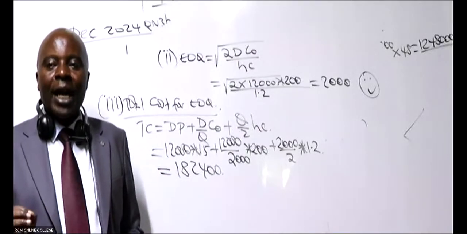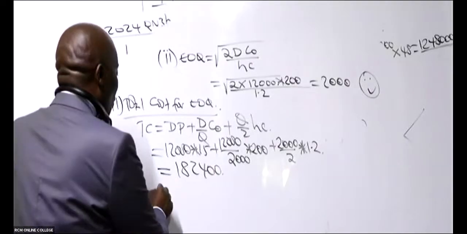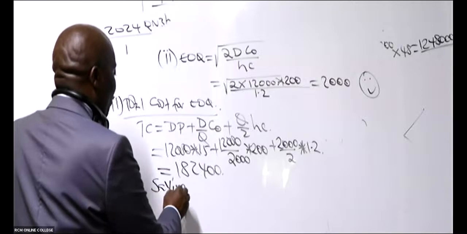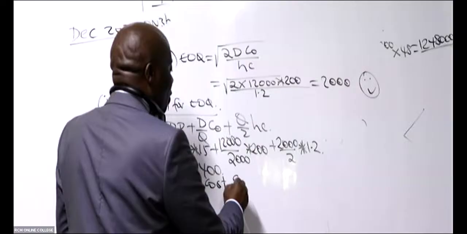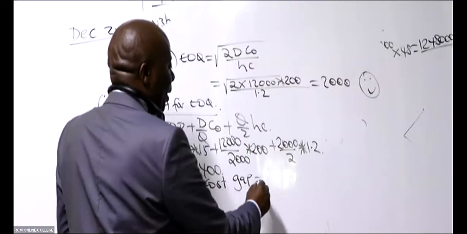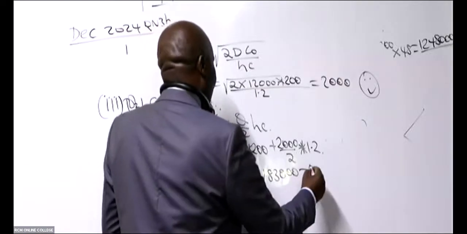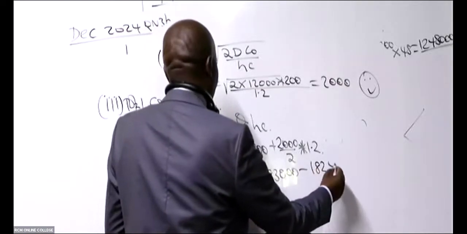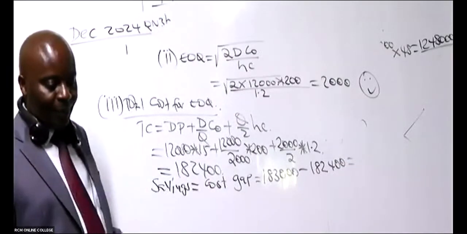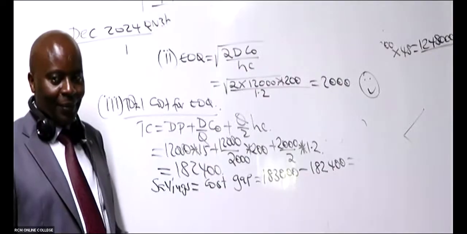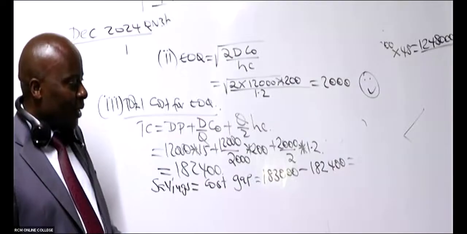And in some cases, they'll ask you for savings. Savings in this case is equal to, savings is also known as the cost gap. You take the expensive cost minus the lower cost. So how much will I end up saving? Is this 600?